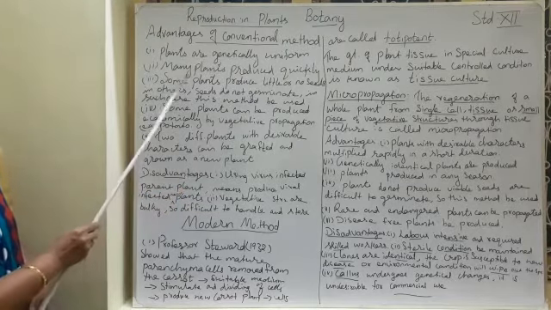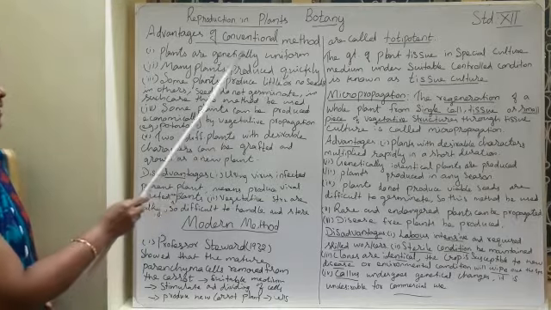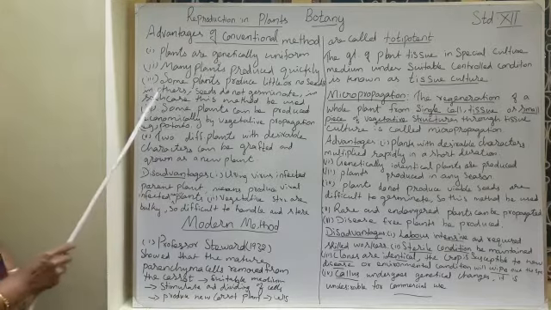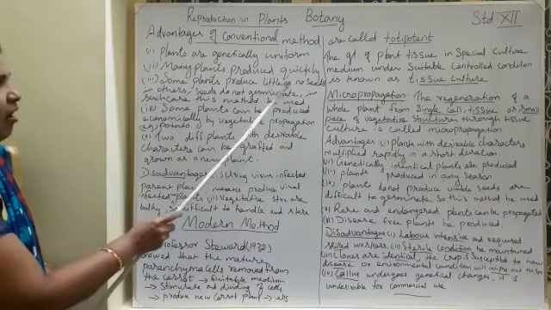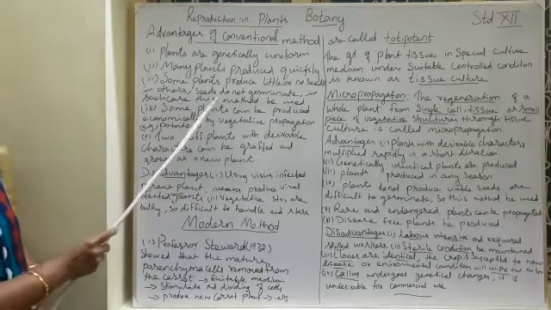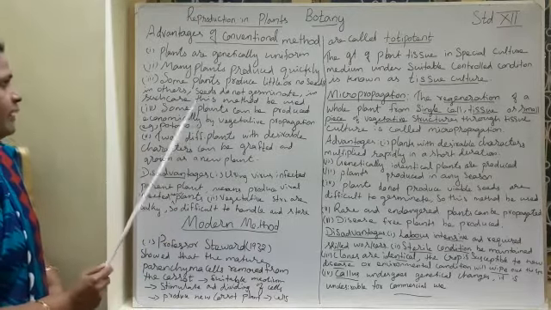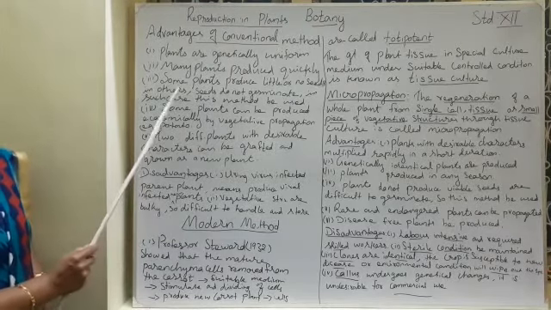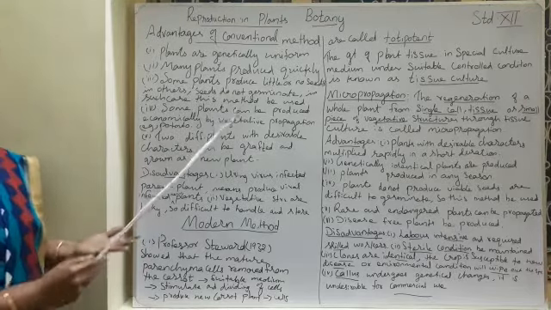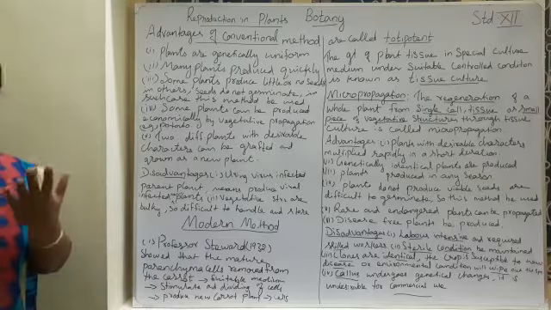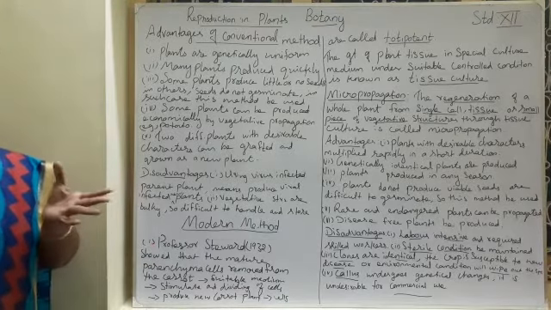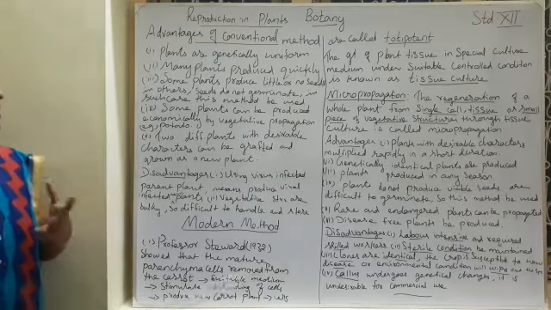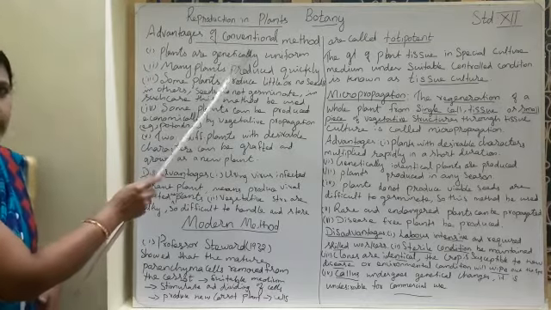Next point, many plants are produced quickly. By this conventional method, the plants are produced very quickly. Then third point, some plants produce little or no seeds, and in others, seeds do not germinate. What do we do in such a case? This conventional method can be used. Some plants produce only a small amount of seeds, and some plants have no seeds. In that case, we use this conventional method.